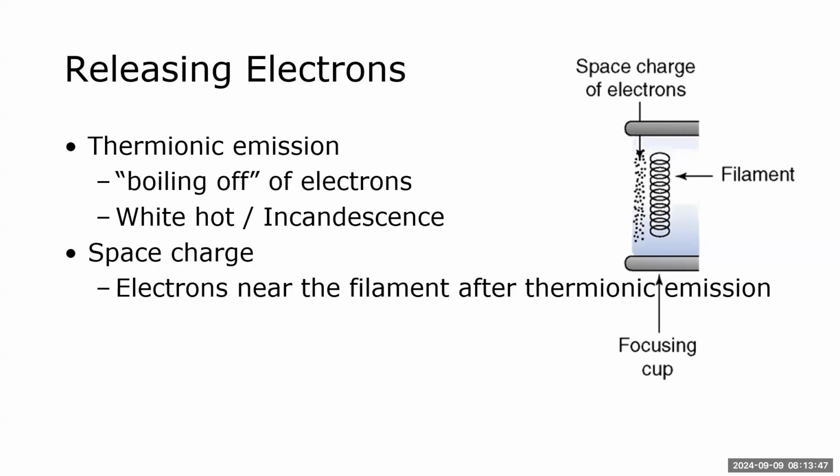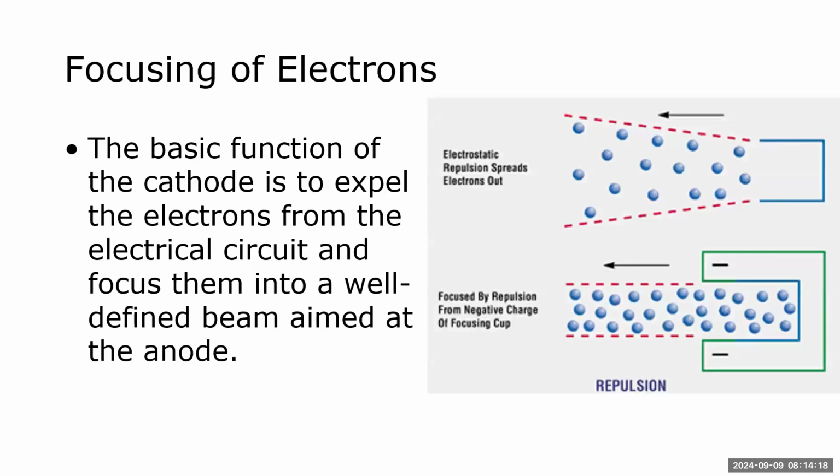And it creates what's called a space charge. And that's electrons near the filament after thermionic emission. So you can see, here's your filament. Once that current is applied across that filament, then these electrons are sort of boiled off and they create a space charge here. So electrons have what charge? Positive or negative? Negative. It's a negative charge. Okay, so that's why the cathode, we say, has a negative charge. And we're going to see in a minute that, again, the anode has positive. So that push-pull effect is what helps to accelerate those electrons across the tube.